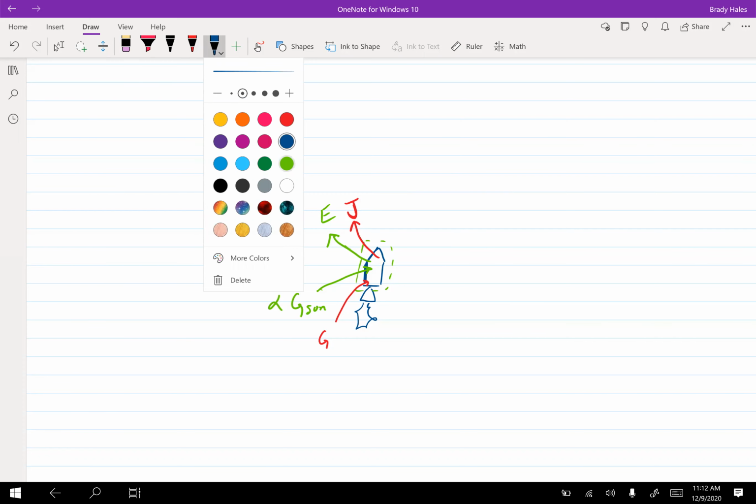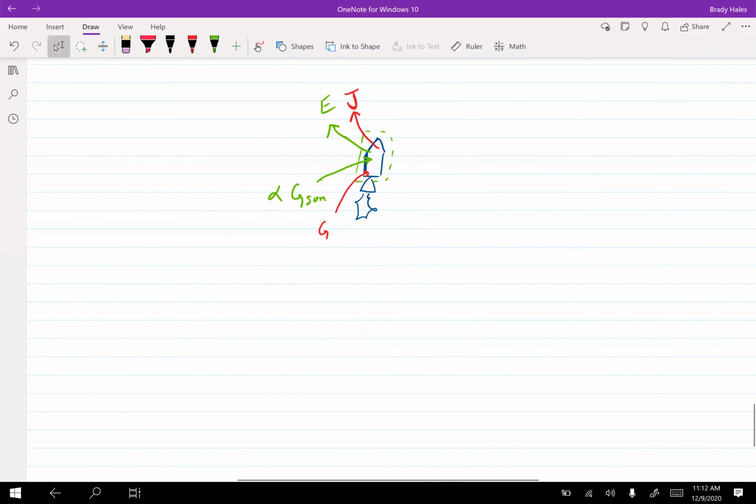Okay. All right. So now we say alpha G_sun, and let's say that they give you this graph, right? So we have rho lambda lambda.